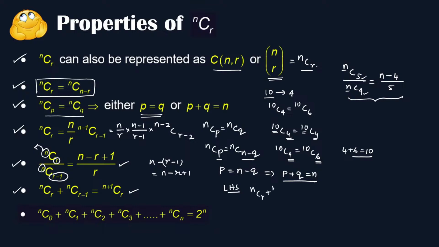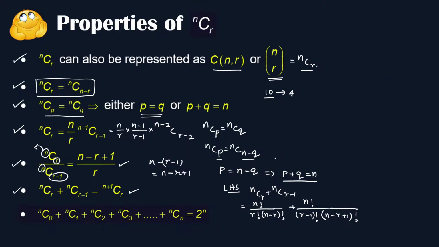LHS. It's NCR plus NCR minus 1. I will simply use the basic definition of NCR, plus factorial n divided by r minus 1 factorial into n minus r plus 1 factorial. Correct? Now, I can write this in this way. Let me erase this portion so that I can write it here. I'm simply writing this as factorial n, and n minus r factorial is there, so n minus r factorial divided by r minus 1 factorial into n minus r plus 1 into n minus r factorial, correct?